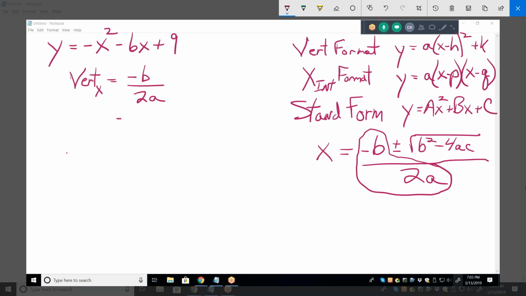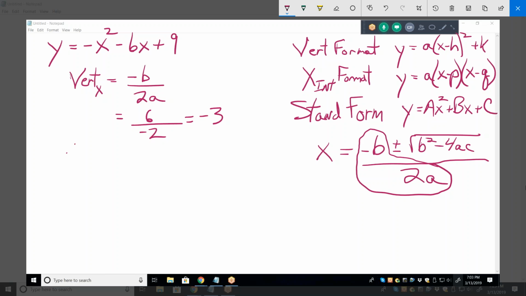So, plug it in. What is it here? What's minus b? It would be 6 over 2 parentheses 1, negative 1. So, minus 2. In other words, 2a is minus 2, correct? Yeah. Okay. Which gives me a minus 3 as my x-coordinate of the vertex.